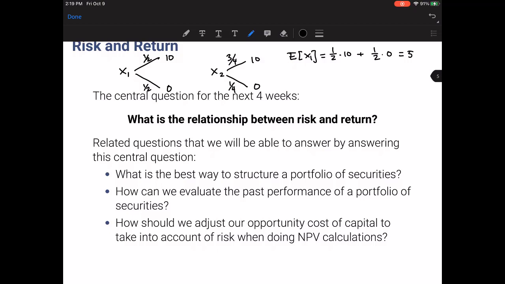So the question here is asking you, how much should I pay so that I break even? And that answer is 5. Okay? That's going to be essentially our price of this particular asset. So for asset 2, the mean is also computed the same way. So the expected value of x2 is 3/4 times 10 plus 1/4 times 0. And this will give us a price of 7.5.